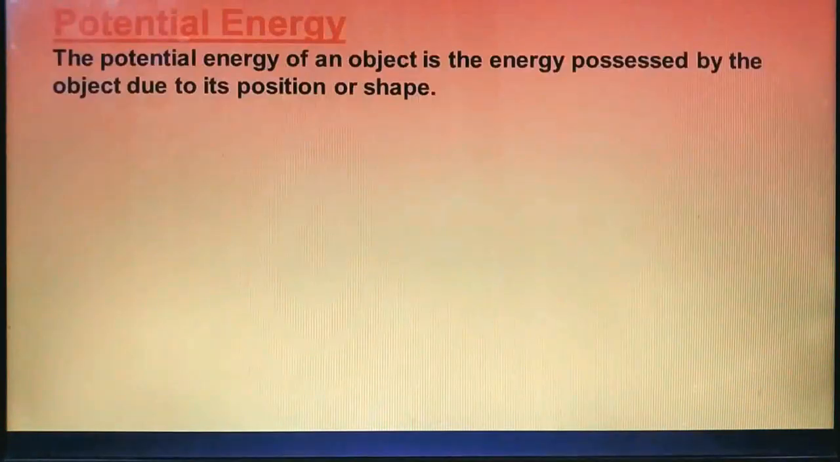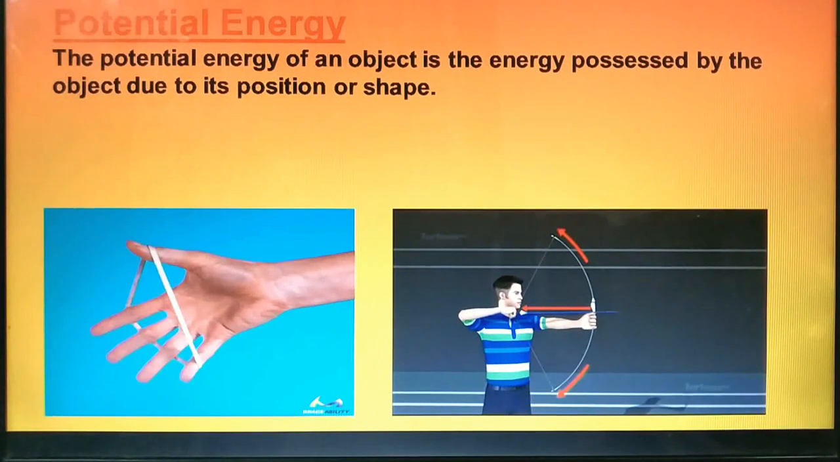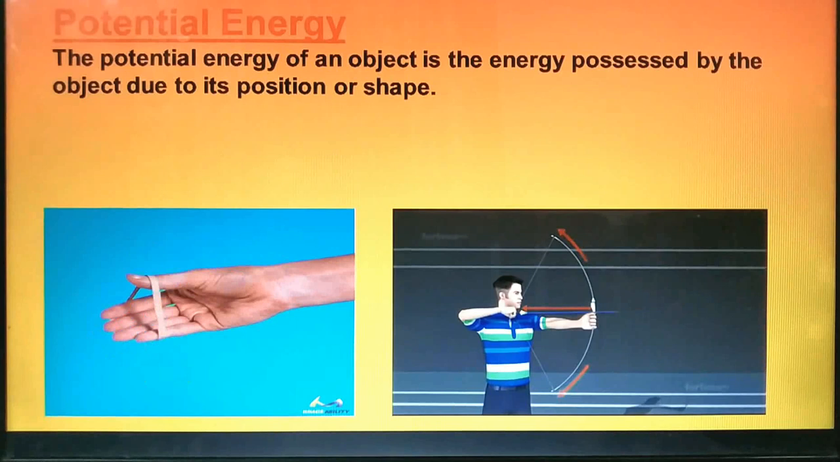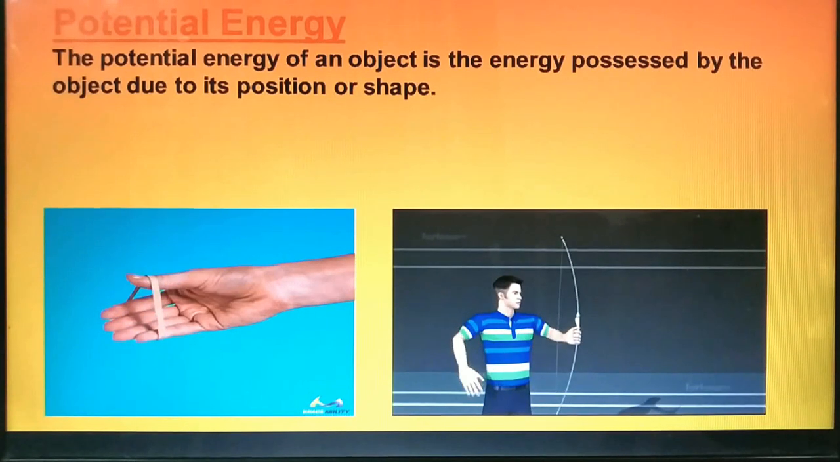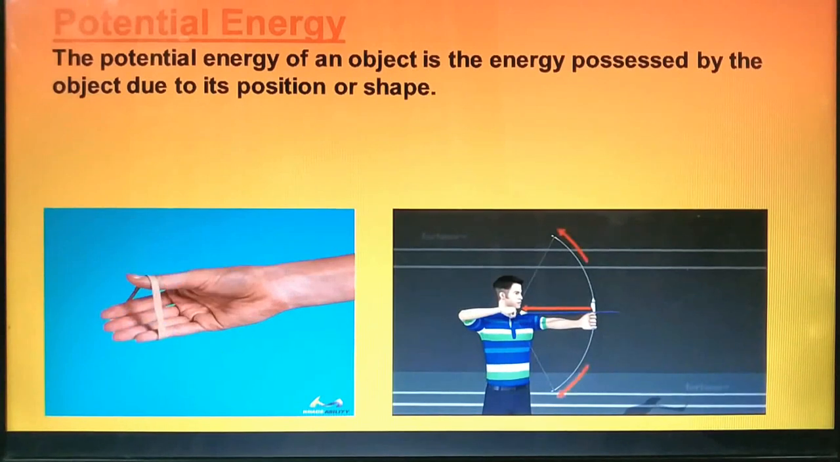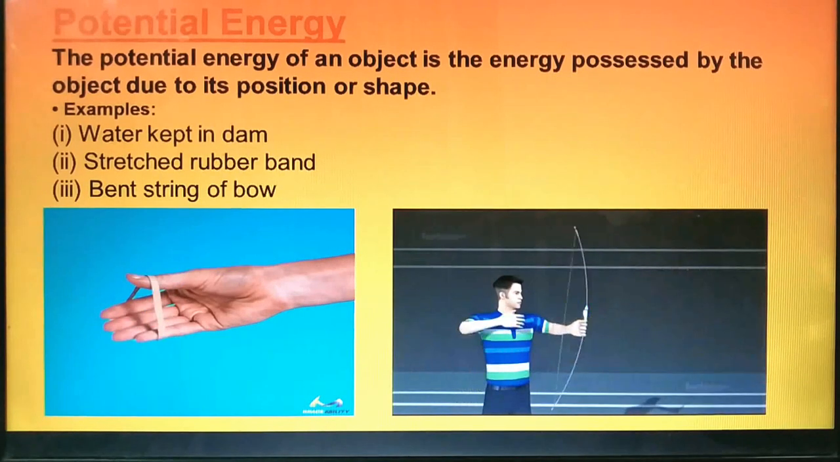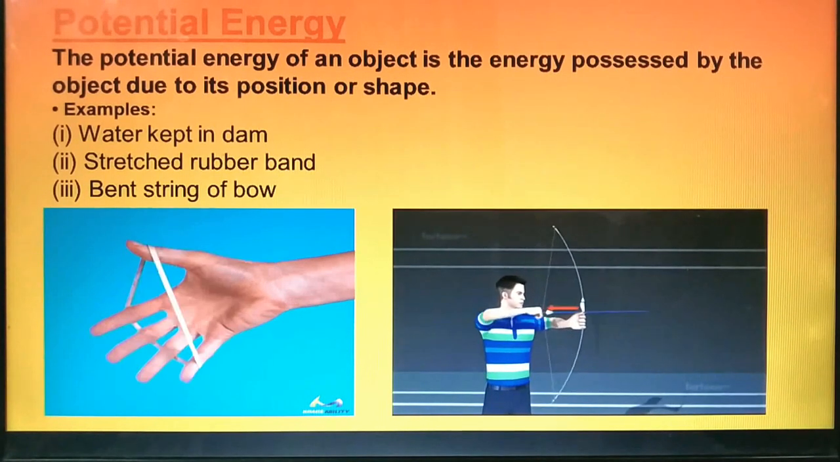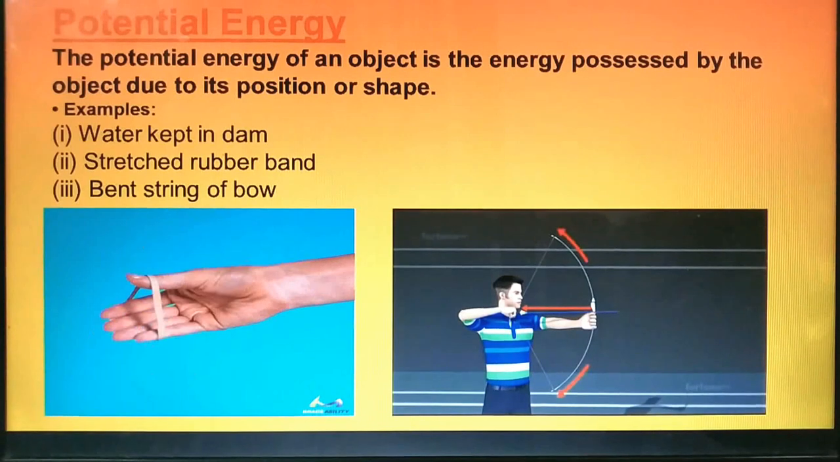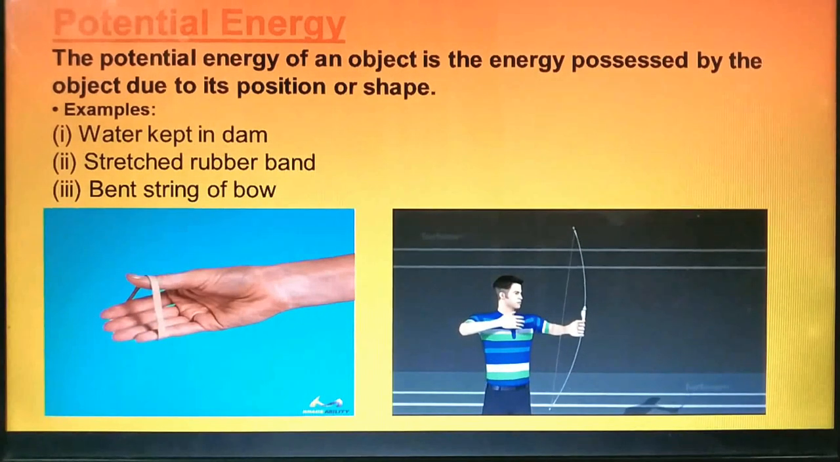Next is potential energy. The potential energy of an object is the energy possessed by the object due to its position or shape. जब ऑब्जेक्ट पोजीशन और शेप की वजह से एनर्जी पोजेस करता है तो दैट टाइप ऑफ एनर्जी इज नोन एज द पोटेंशियल एनर्जी. फॉर एग्जांपल, वाटर केप्ट इन डैम. एज इन डैम वाटर इज इन रेस्टिंग पोजीशन. वाटर रेस्टिंग पोजीशन में होता है, स्टेशनरी पोजीशन में होता है. तो एट दैट टाइम जो वहाँ पे एनर्जी लगेगी स्टेशनरी वाटर पे, दैट इज द पोटेंशियल एनर्जी.